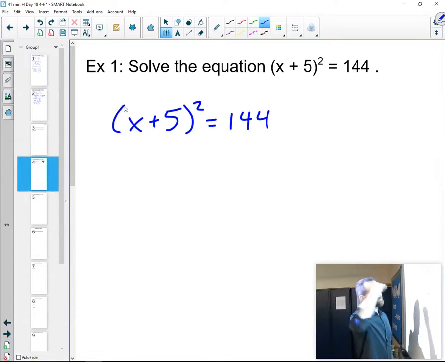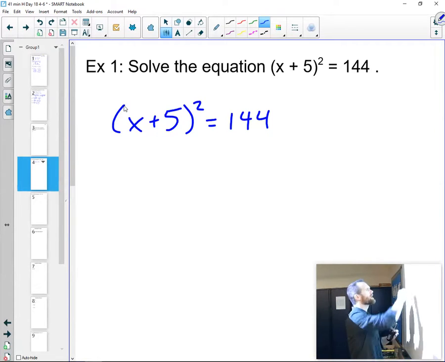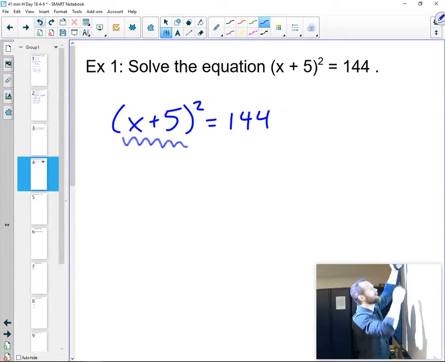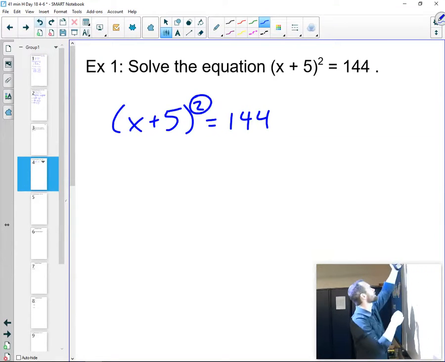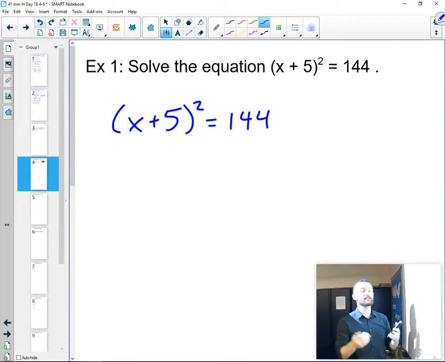Now, I've got a question for you. Is this a quadratic equation? Now, hopefully you're saying yes, because this is a quadratic, even though it looks a little bit different. We've got a binomial here that's squared. But remember, since we're squaring this, we're still going to end up with an x squared if we simplify this. So this is still a quadratic equation.